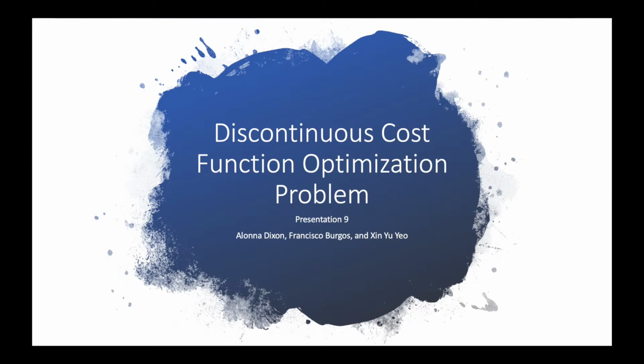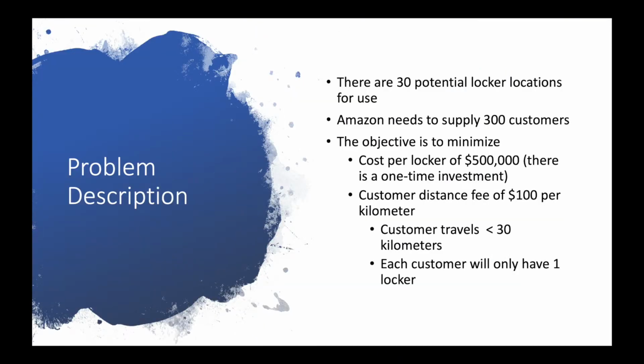Hi, this is Alana, and I'm in a group with Francisco and Shin Yu, and we'll be discussing a discontinuous cost function optimization problem. The problem example that we're using pertains to Amazon locker locations. So we're going to have 30 potential locker locations that need to be used in a given area and 300 customers associated to that area. All 300 customers need to have access to a locker.